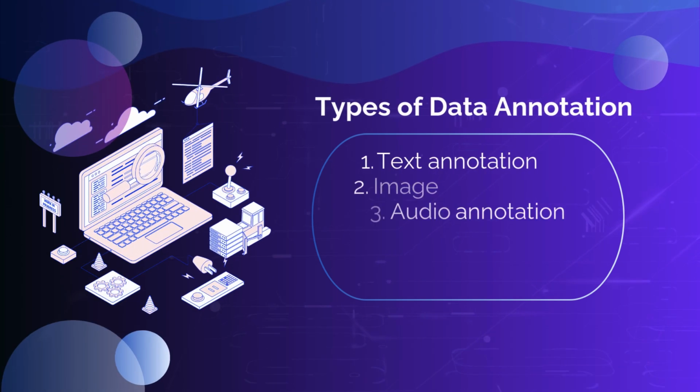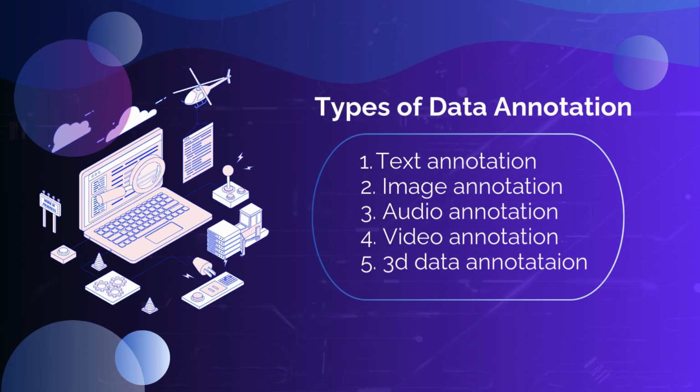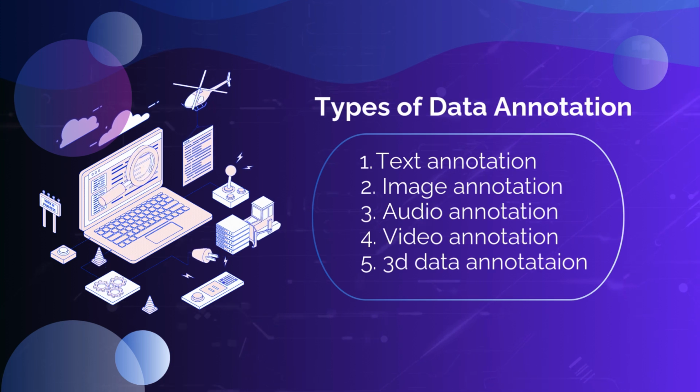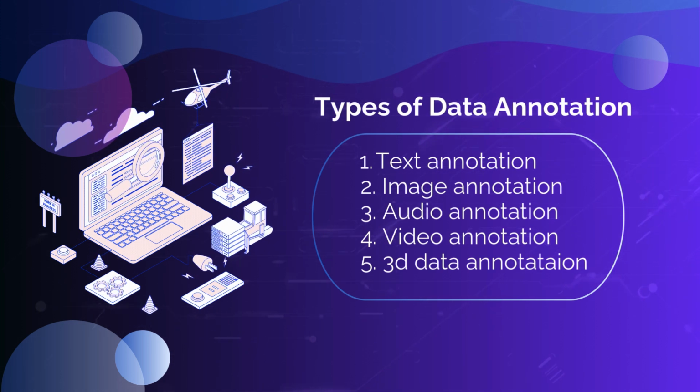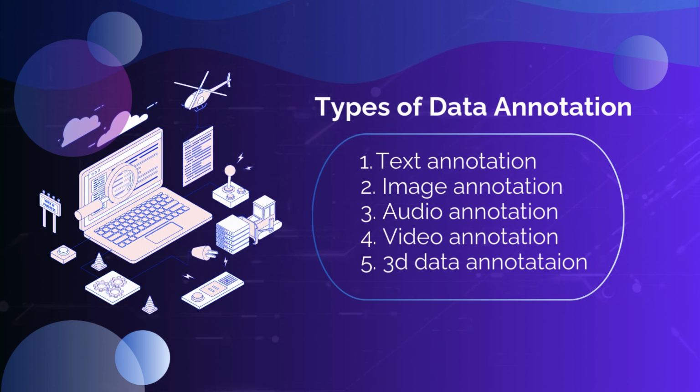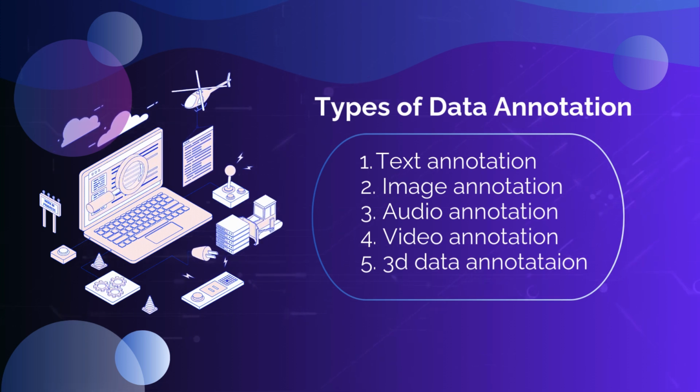Let's dive into the world of data annotation and explore its different types. Did you know there are 5 main types of data annotation? They are text annotation, image annotation, audio annotation, video annotation, and 3D data annotation. Let's break them down one by one.